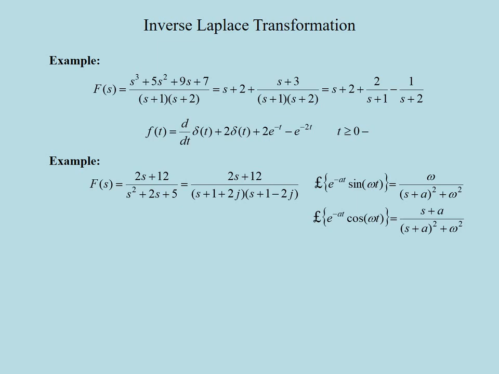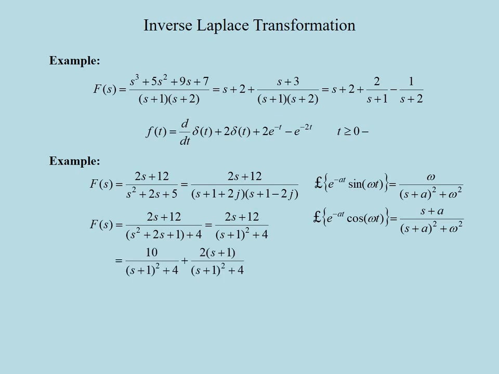In order to figure out a term like s plus a squared in the denominator, let me separate the term s squared plus 2s plus 1, which is a complete square, in fact the square of s plus 1. Now, F of s can be written as the sum of two terms with denominators s plus 1 squared plus 4. These two terms match the formulas of Laplace transforms of sine and cosine functions multiplied with exponentials, where a equals 1 and omega equals 2.